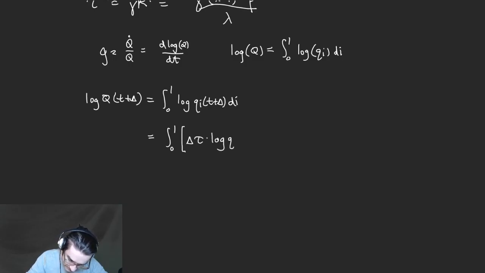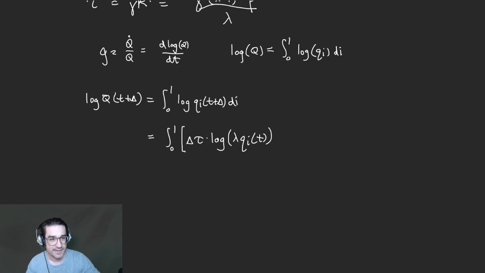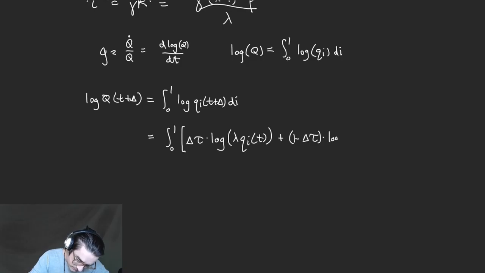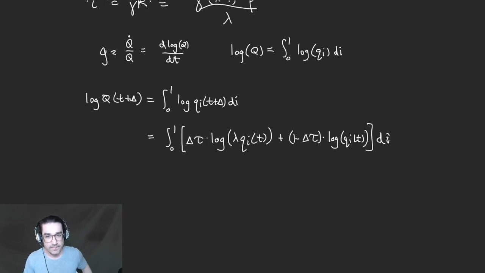So we're integrating this whole thing. Basically, think for a given i, if it jumps, it's what it was before times lambda. So it's what it was at q_i of t, times lambda. And if it doesn't jump, which happens with probability 1 minus delta times tau, it's just going to be what it was. It hasn't changed.